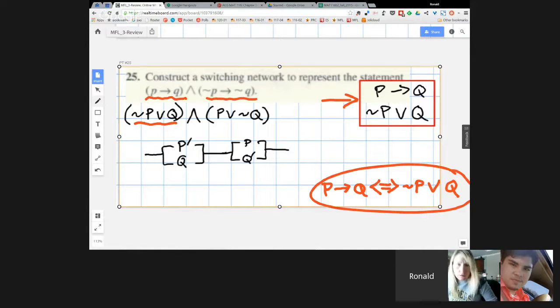How do you draw an OR? Remember, that's a stack. P over Q, except it's a not P, so we have the apostrophe. And here's a stack, P stacked with Q prime. And then those two stacks, because we have an AND, are side by side. Just put a beginning and an ending on it. And we've got our diagram.